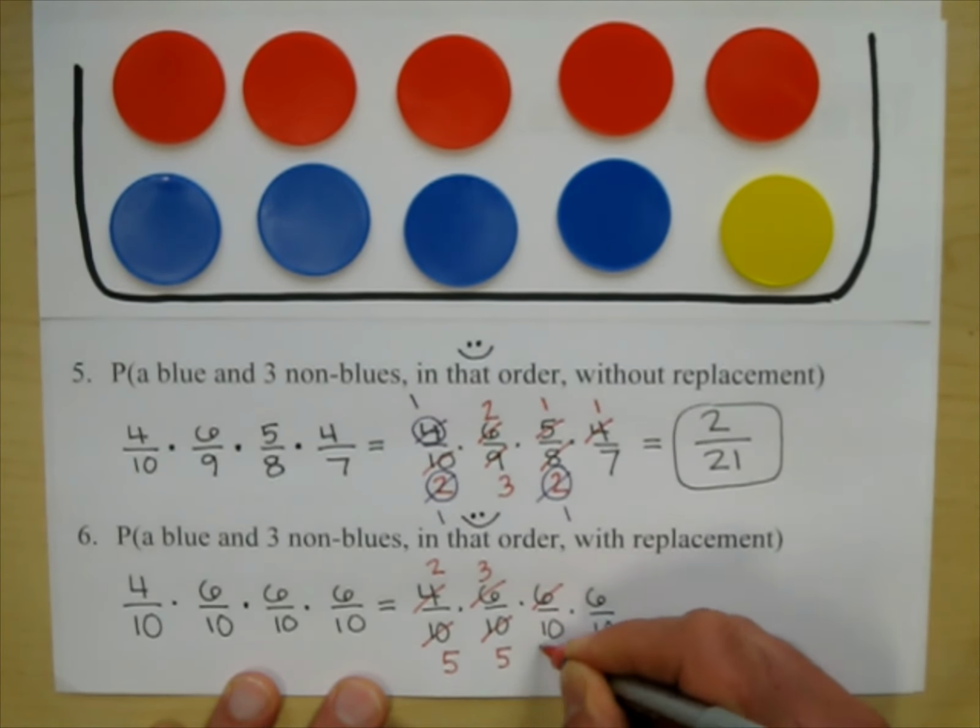Now the top of my probability is what I want. I want 2 reds and 2 blues. Let's go ahead and choose the reds first. How many ways can I choose 2 reds from 5 reds? Well, that would be 5, choose 2.